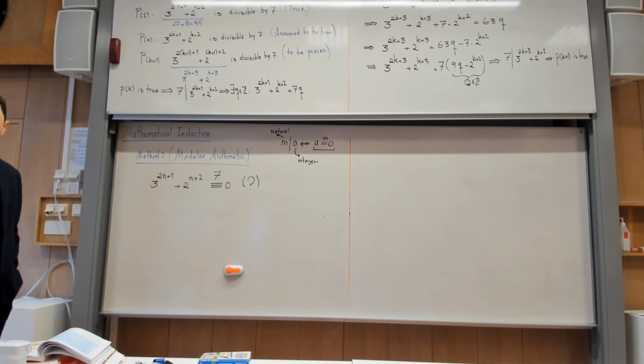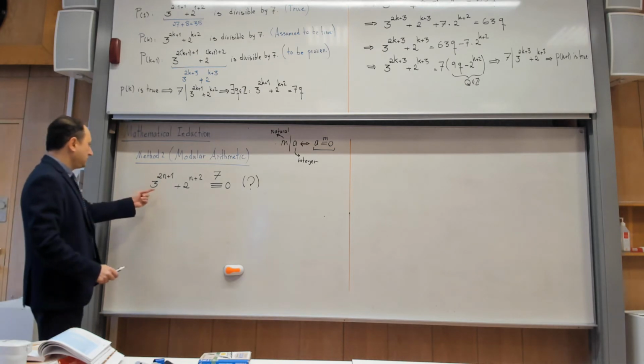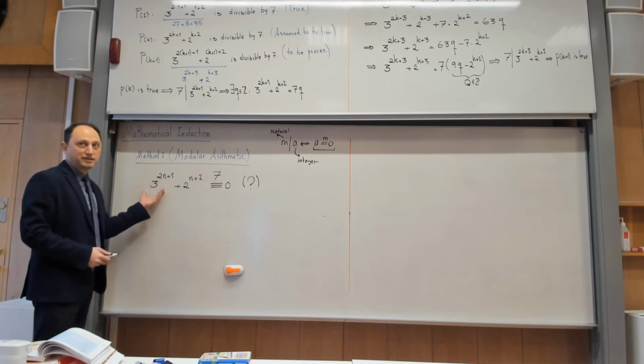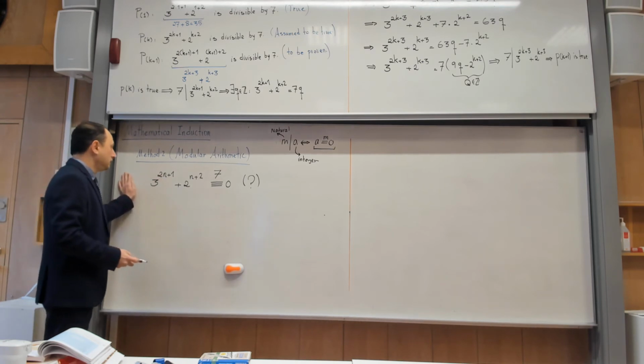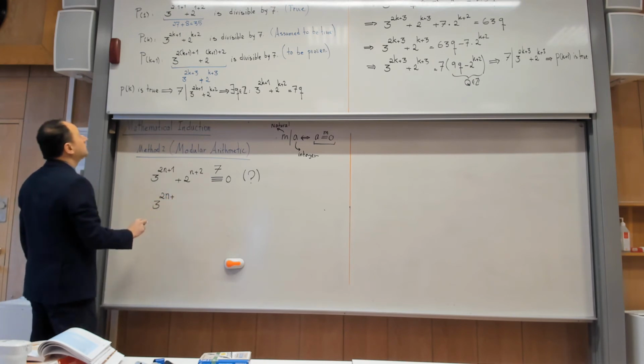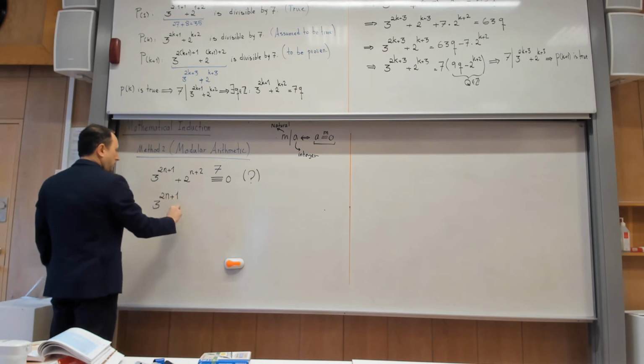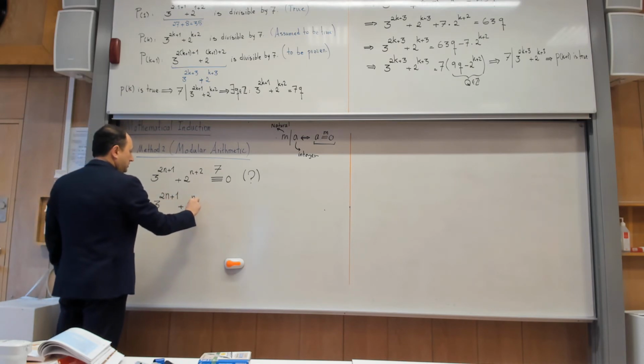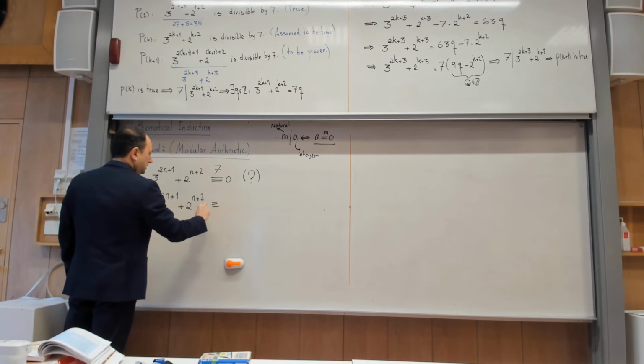Yes? 3 to the power of 2 is 9. Yes? In modulo 7, that's 2. Yes? So you have to, yeah, but this is not 3 to the power of 2. I have to write it in a way that I can use that. Thank you. So what we do, I would write 3 to the power of 2n plus 1, is that right? Yes. Plus 2 to the power of n plus 2 is congruent. So I need to continue. I write the modulo 7.